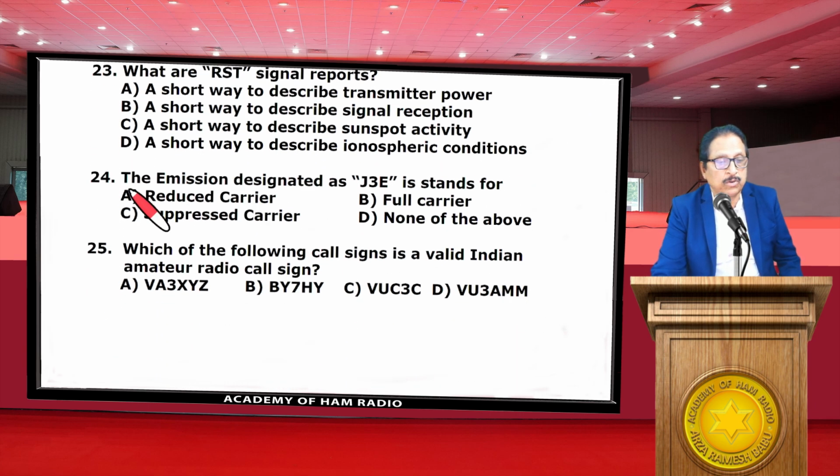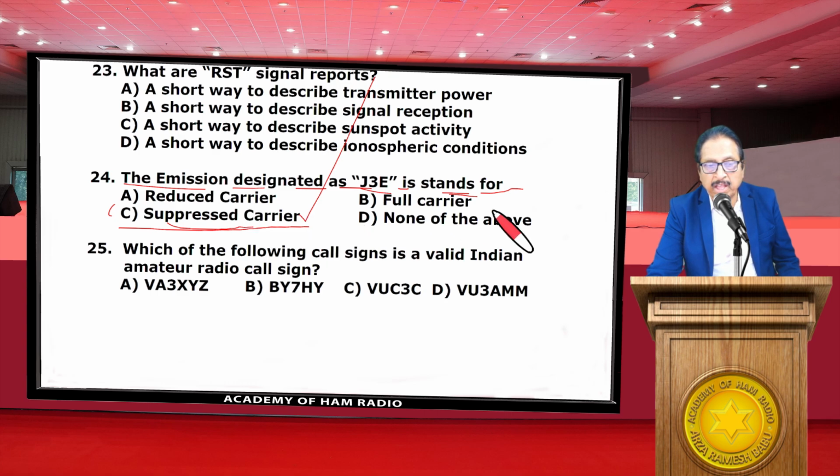24th question. The emission designated as J3E stands for suppressed carrier. Charlie is the right answer. Easily you can remember. So reduced carrier, full carrier, and this is H3E, reduced R3E. J you can easily remember, J for jamming. Jamming means suppress. Easily you can recollect that. The carrier is suppressed. So Charlie is the right answer.